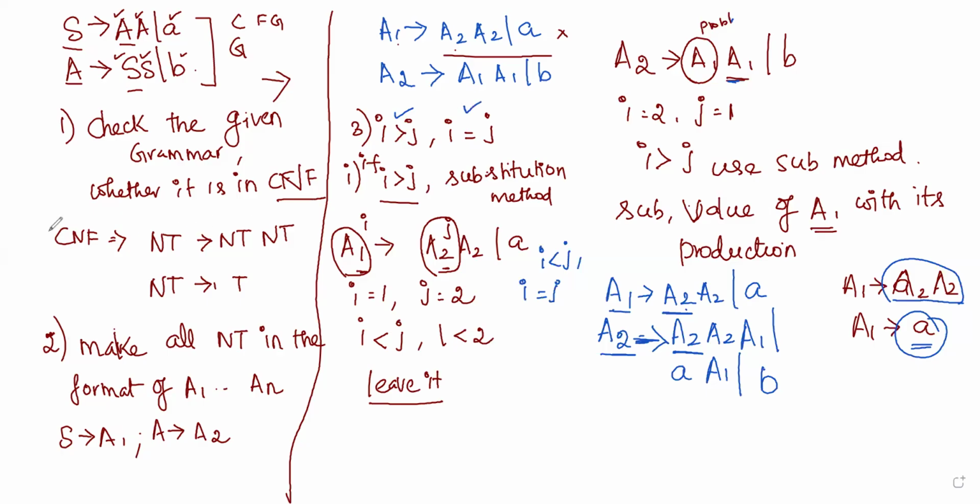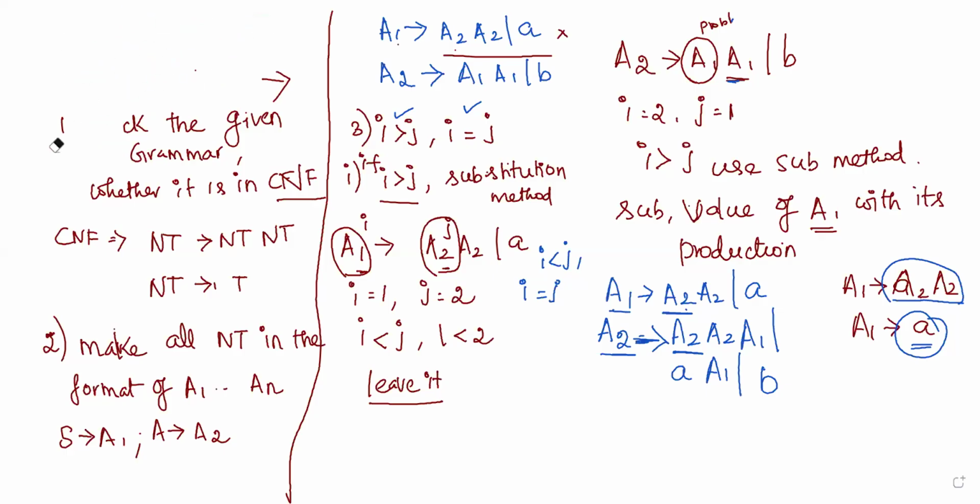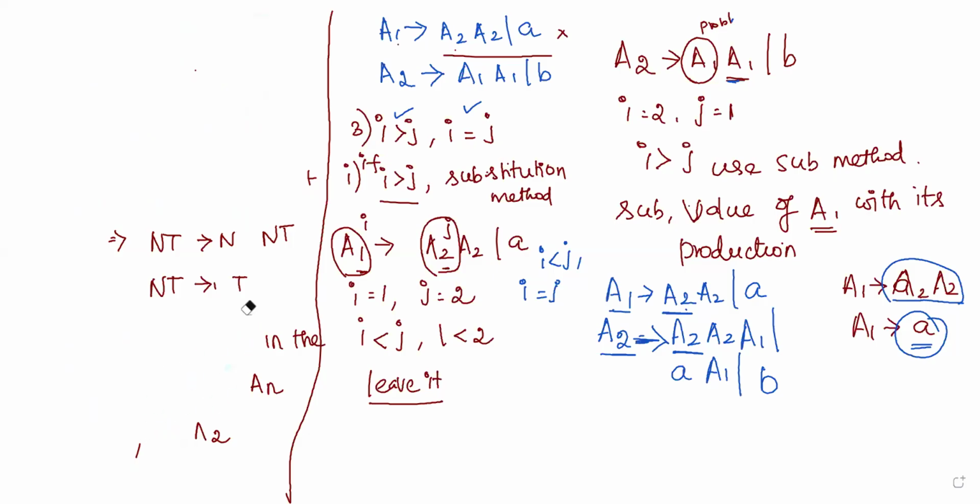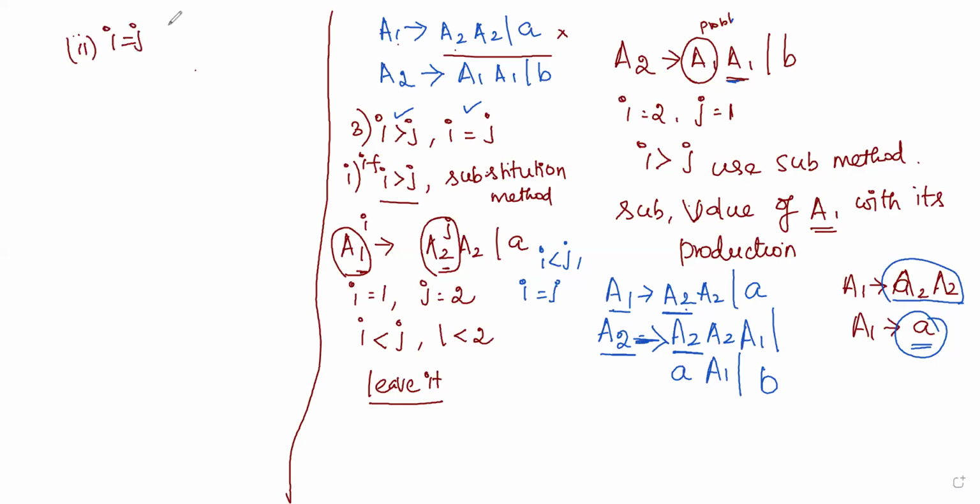Now we have to check for I equal to J. Remove this. Fine. Now I have to check I is equal to J. First we checked I is greater than J and used the substitution method to remove that. If I is equal to J, then eliminate it.